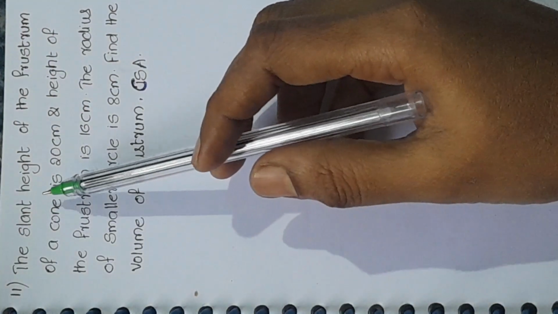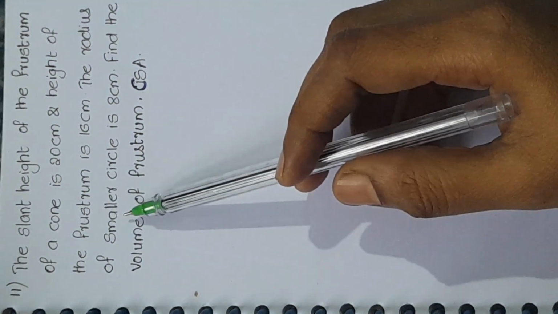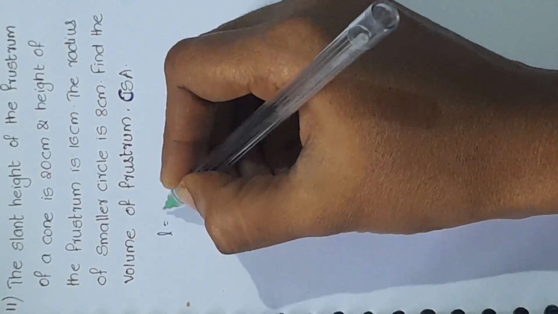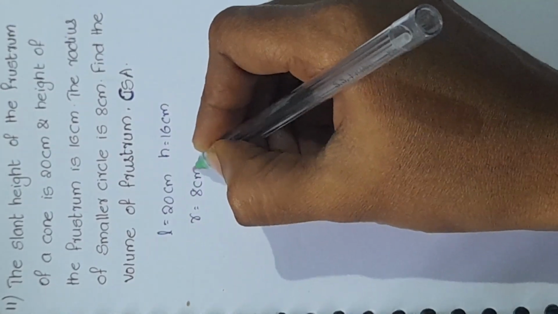11th question. The slant height of the frustum of a cone is 20 centimeters and the height of the frustum is 16 centimeters. The radius of the smaller circle is 8 centimeters. Find the volume of the frustum and the curved surface area. In the question, L is given as 20 centimeters, h is equal to 16 centimeters and small r is 8 centimeters. Now we should find the capital R.